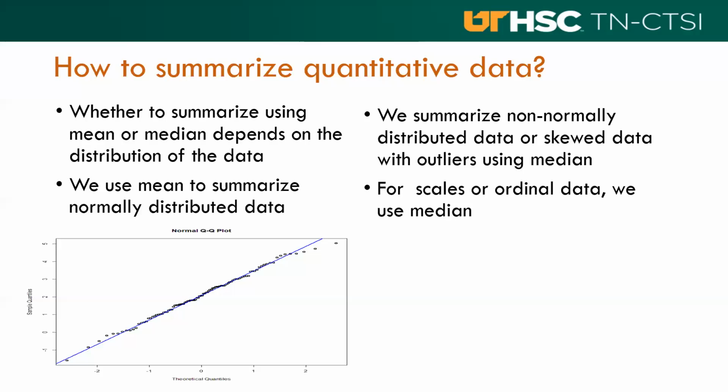And the other criterion for selecting whether to report mean or median is based on the scales of measurement. For ordinal data, data that has an inherent order, for example a pain score that ranges from 0 to 10, we would rather report the median than the mean.